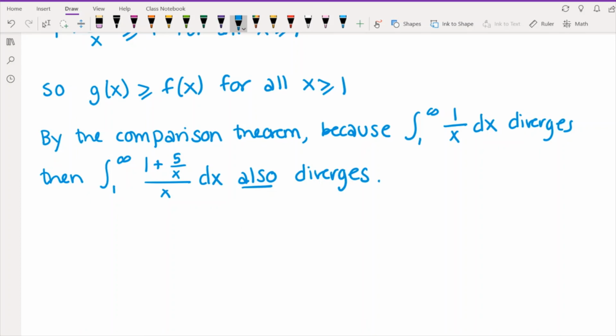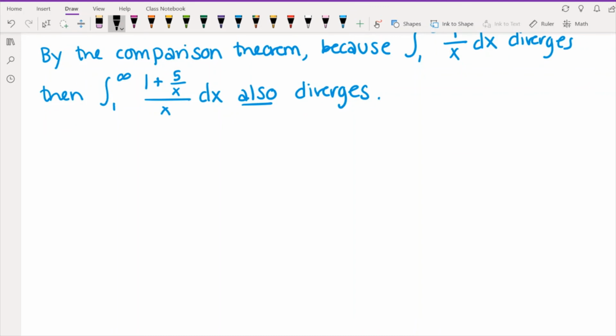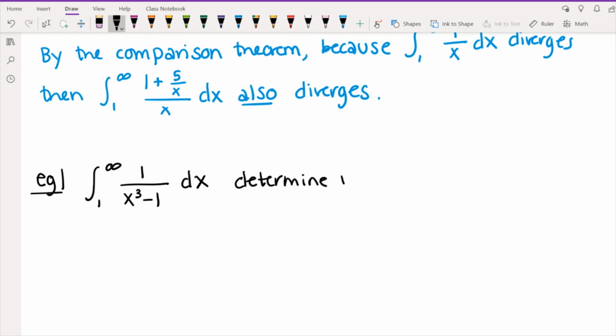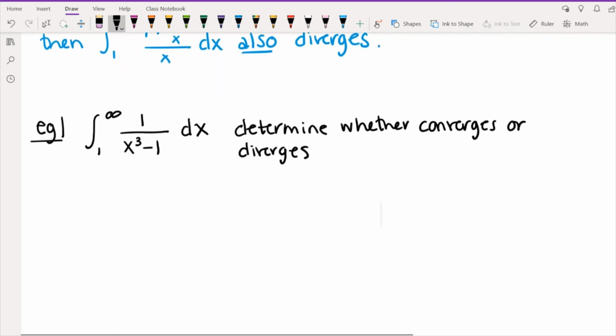So I want to look at one more example so we can see a situation where actually the comparison theorem does not work. So let's say that we're trying to evaluate the integral from 1 to infinity of 1 over x cubed minus 1 dx. Or sorry, we're not trying to evaluate it, we're just trying to figure out whether it converges or diverges.